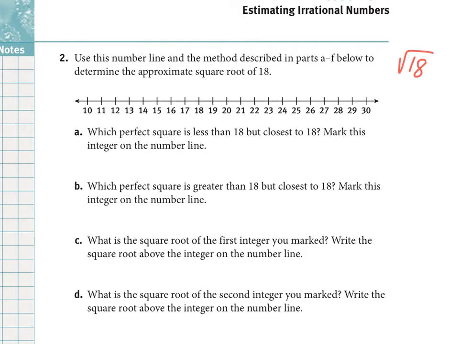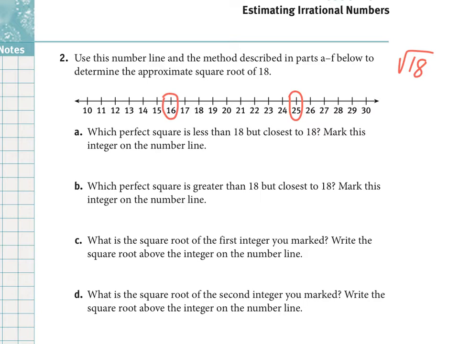Okay, so perfect squares. 1 squared is 1, 2 squared is 4, 3 squared is 9, 4 squared is 16. Okay, so 16 we know is 4 squared. Okay, which perfect square is greater than 18 but closest to 18? Okay, well 4 squared is 16, 5 squared is 25.